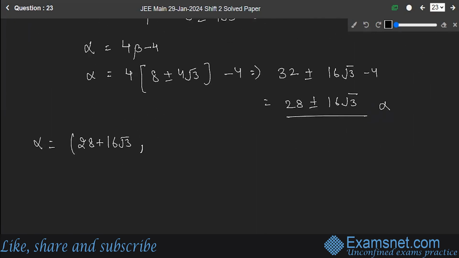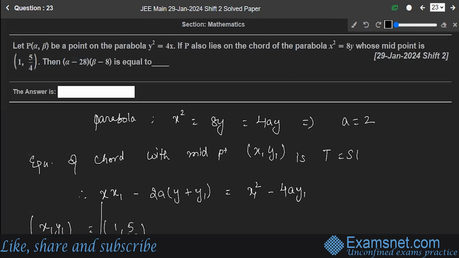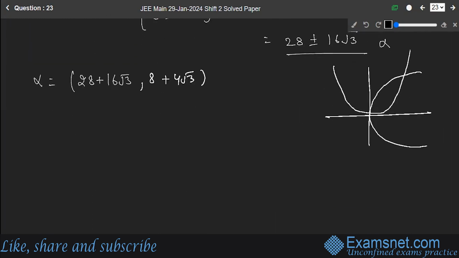So beta's value was 8 plus minus 4 root 3. So this was 8 plus 4 root 3. I'm taking both the values to be positive. Why? Because the first parabola was of this form, y square is equal to 4x, and then this one here, x square is equal to 4y. So this chord where it is cutting the parabola, you are given that P lies on the chord of this parabola whose midpoint is given to you. According to the question, this P point will lie in the first quadrant. So that means I have to take both of these values positively.